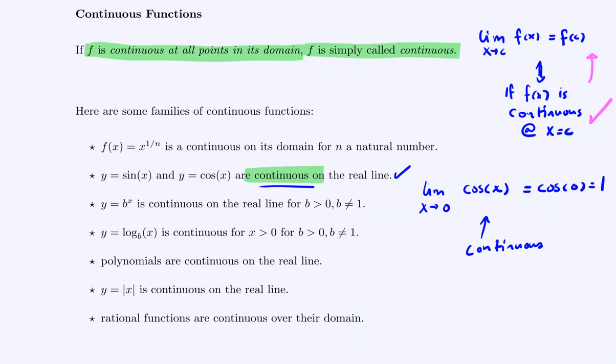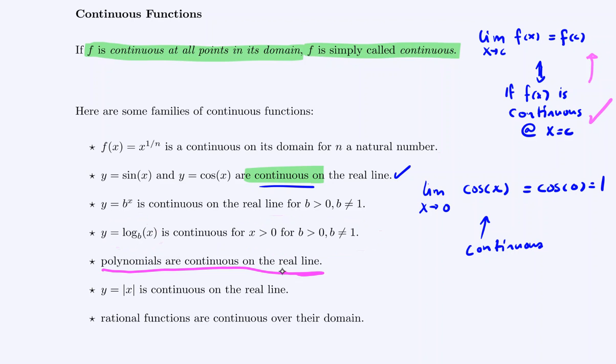So because of this important understanding and shortcut in evaluating limits, it would be helpful to know some of the basic continuous functions, which I have listed here. X to the 1 over n is continuous if n is a natural number, so any nth root is continuous on its domain. Sine of x and cosine of x are continuous. The exponential function b to the x is continuous under these constraints for b. The logarithm is continuous under these constraints.